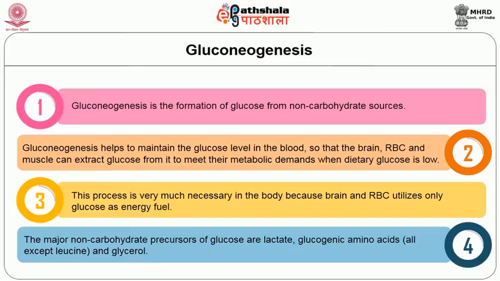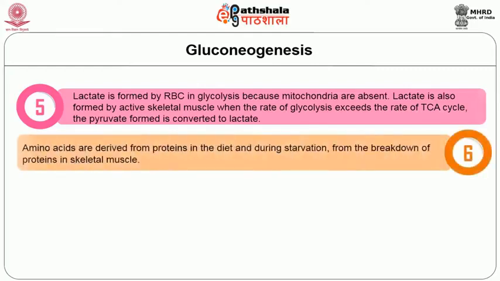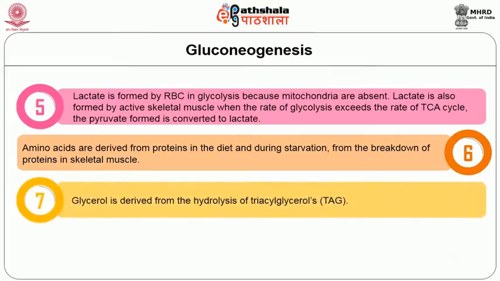Lactate is formed by RBC in glycolysis because mitochondria are absent. Lactate is also formed by active skeletal muscle when the rate of glycolysis exceeds the rate of the TCA cycle. The pyruvate formed is converted to lactate. Amino acids are derived from proteins in the diet and, during starvation, from the breakdown of proteins in skeletal muscles. Glycerol is derived from the hydrolysis of triglycerols.